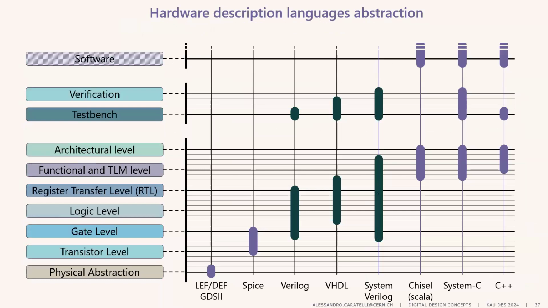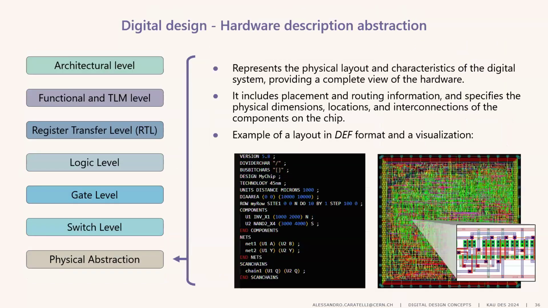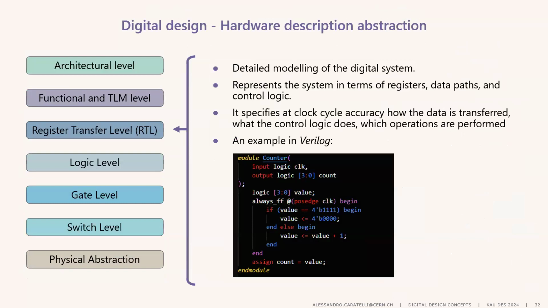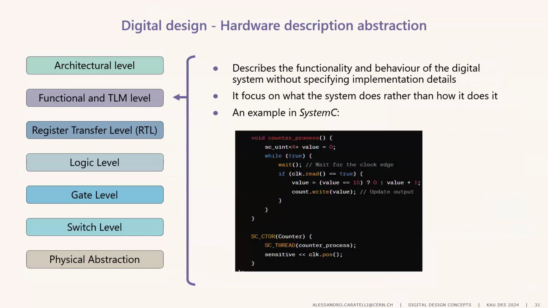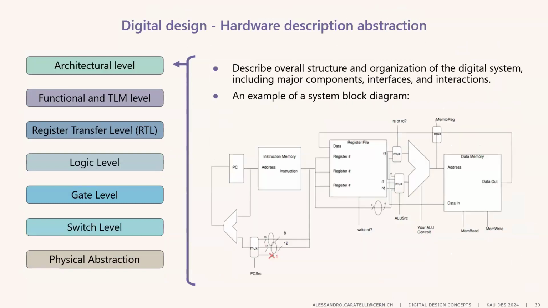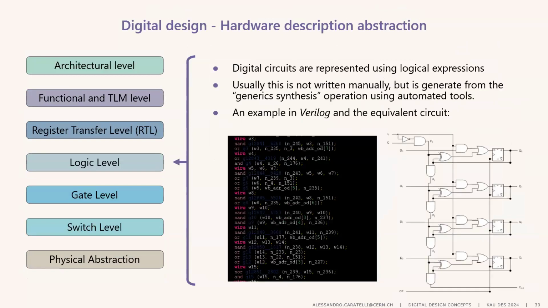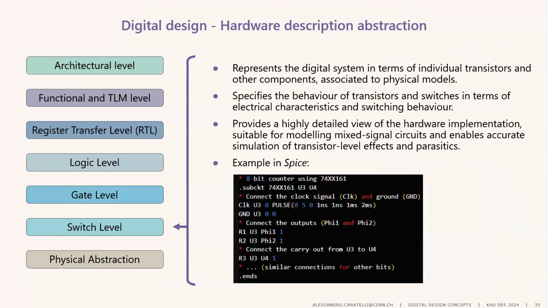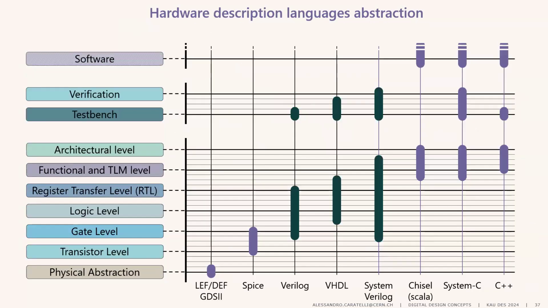And then while doing this, I showed you several languages that were used to describe this. Generally, I told you that the digital designers mostly work at the RTL level or the functional level, as well as the architectural level. You don't really write the code at a lower level of abstraction.